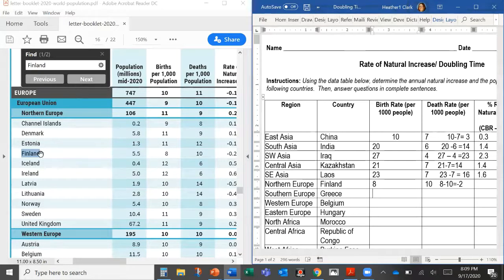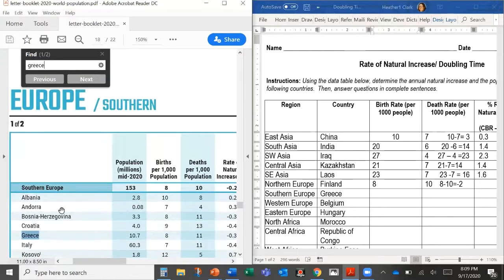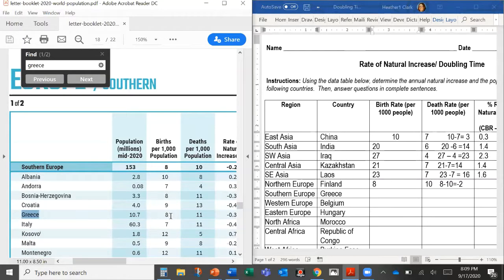Then we're going to put in Greece. And here we have Greece. Greece has 8 people being born, 11 dying. So 8 and 11. If you want to do the math, if that helps you to see it, you don't have to do this part. It's just if it helps you see it. Then it would be -3.